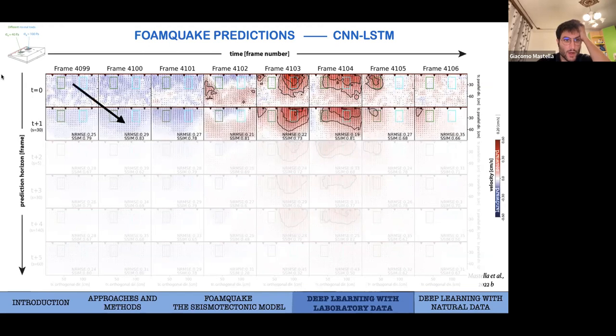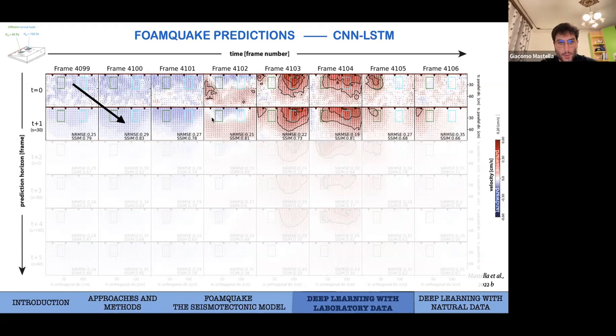Along the y-axis, we have the prediction horizon. For example, the second row here represents the predictions obtained with a model trained to forecast the velocity field only one frame in advance. So at a prediction horizon of 1, which means, for example, being at frame 4019 and trying to predict the next frame, we can see that the predictions we obtain are very good.